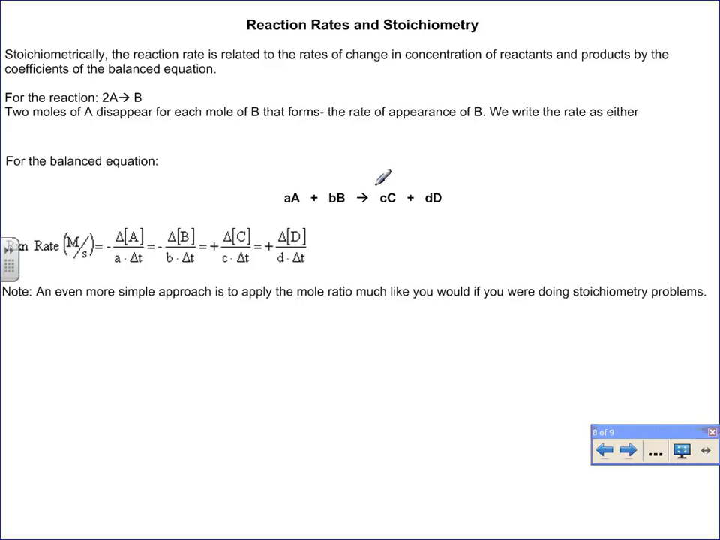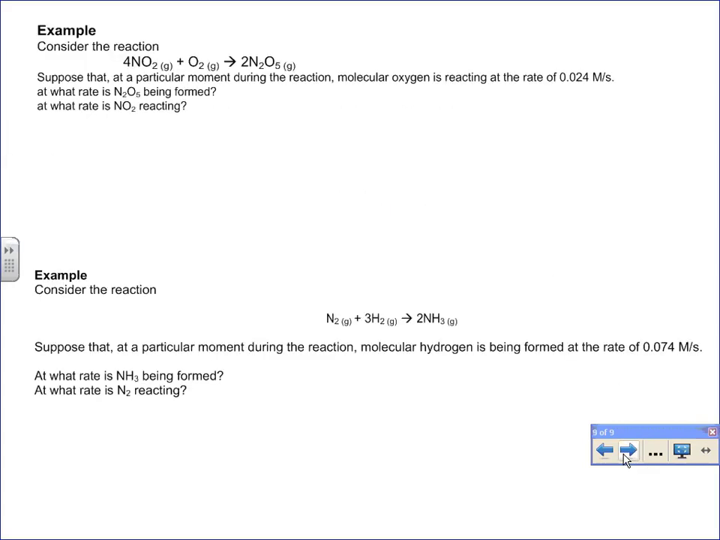Okay, so as you can appreciate, the products are always going to have a positive rate of reaction because their concentration is going to increase over time. And the reactants are going to have a negative rate of reaction because their concentrations are going to decrease over time. We're going to use the stoichiometry to relate the rates of one reactant to another or to a product. So let's look at an example here.